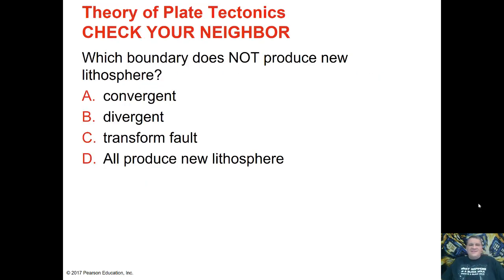Here is our last question. Which boundary does not produce new lithosphere? A, convergent, B, divergent, C, transform fault, or D, all produce new lithosphere? Go ahead and think about it, and we'll discuss it in just a little bit.